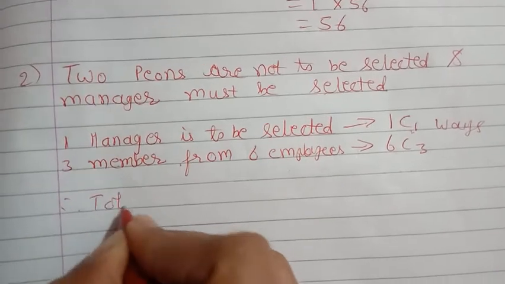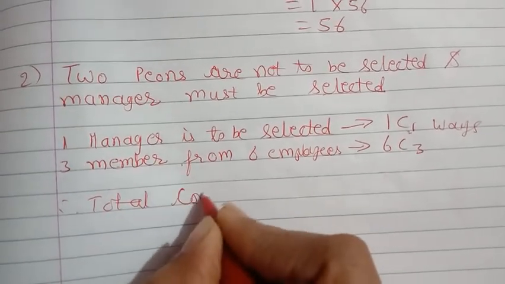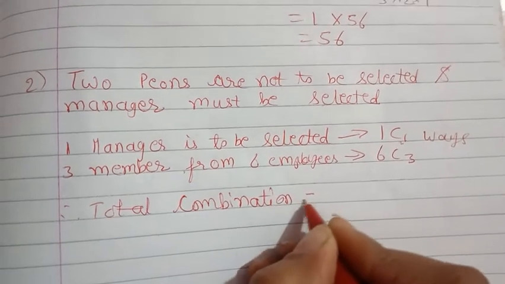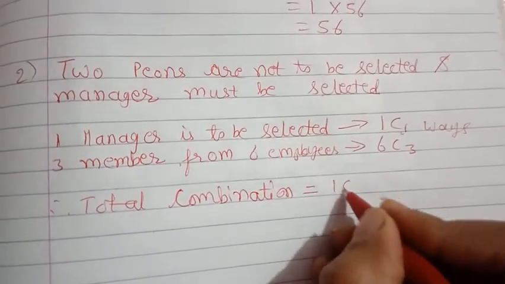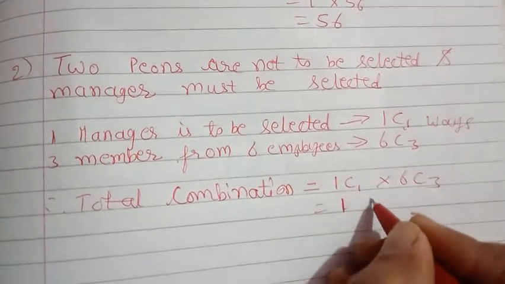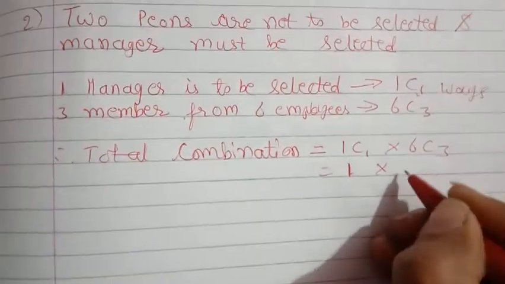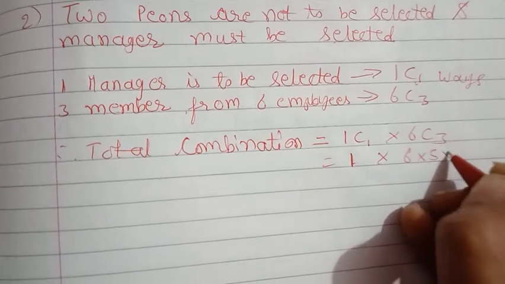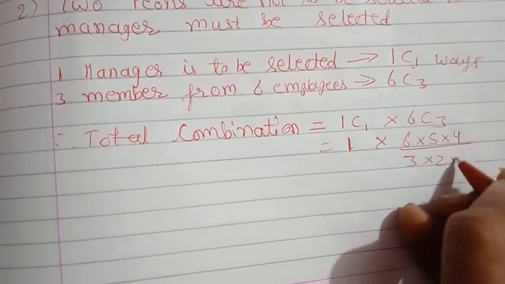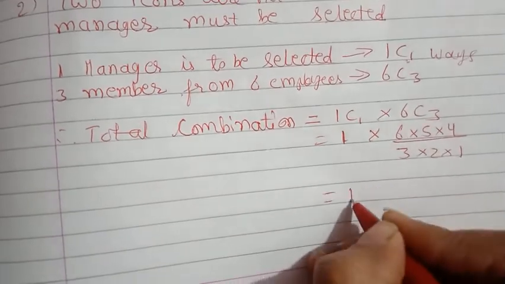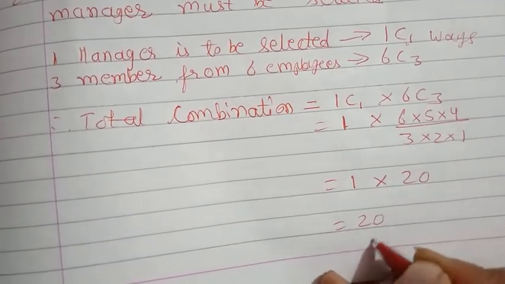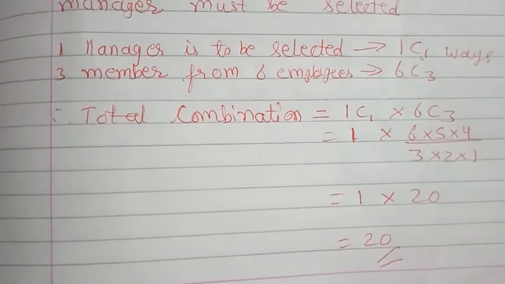Therefore total combination is equal to 1C1 into 6C3. So 1C1 is equal to 1, multiply by 6C3, that is 6 into 5 into 4 upon 3 into 2 into 1. So that is equal to 1 into 20. Therefore 20 is your answer.